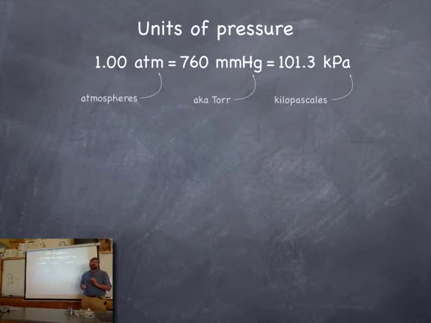Kilopascals are used a lot more in certain applications than chemistry. Chemistry typically works in atmospheres or millimeters of mercury. The IB test tends to use more kilopascals because they're very correct on their System International stuff. So, IB students, kilopascals.